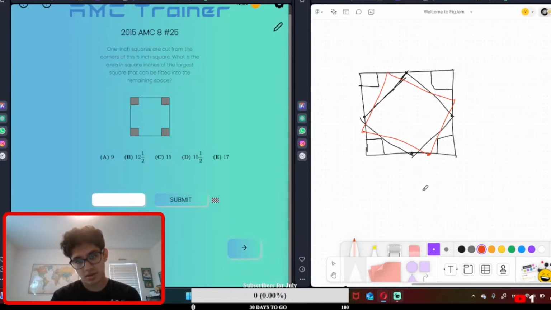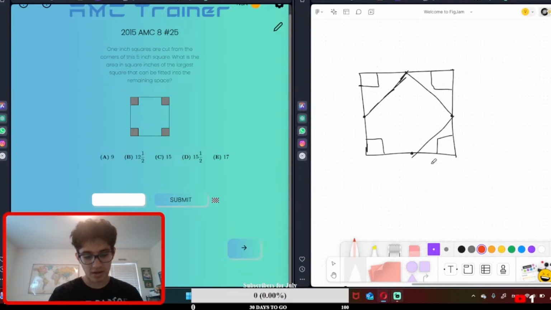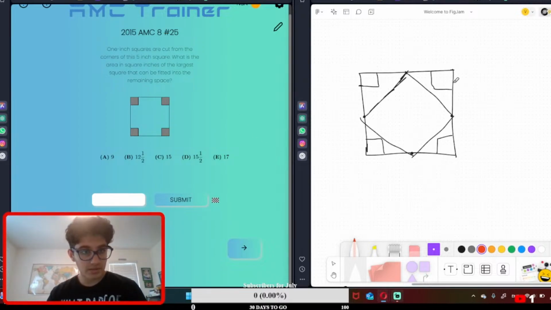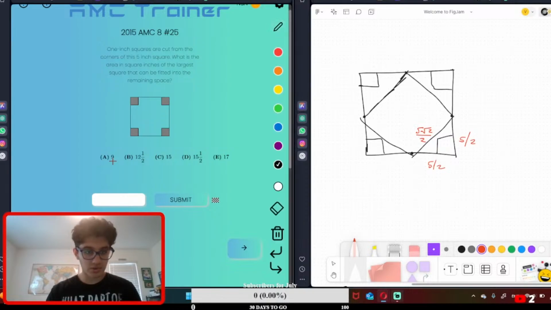So yeah, let's see then. Let's do our first case like with the black square. Okay, we know that this is going to be a 5-inch square. So this will be 5/2 and 5/2. So this will be 5√2/2. When you square that, you get 25/2, which is 12 and a half. So that's definitely possible. So okay, now if we know that, obviously it's not going to be A. That's definitely wrong now.